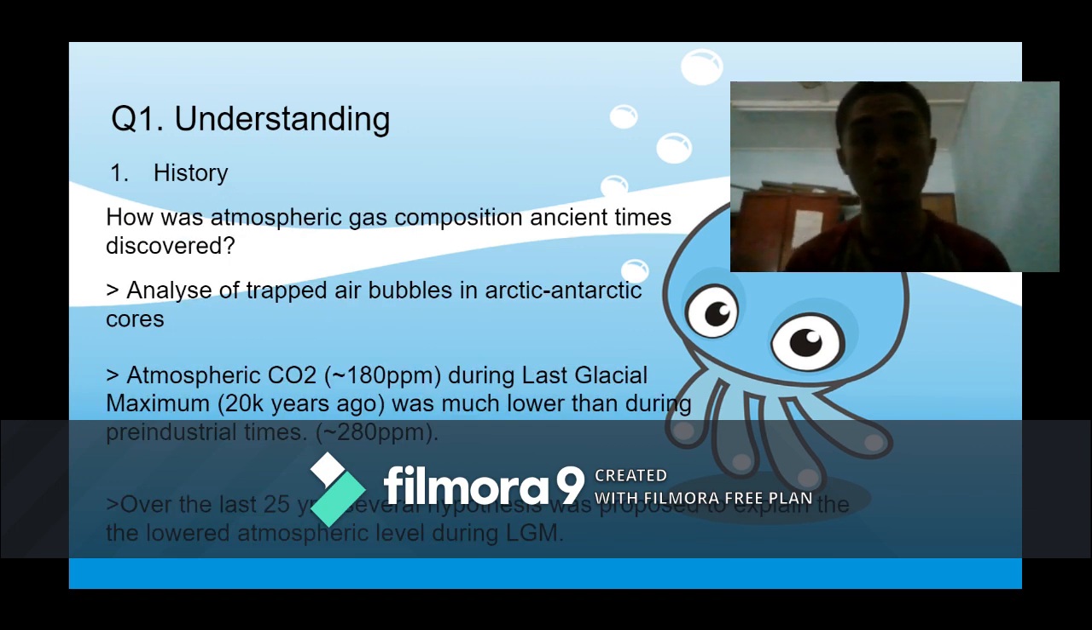It was discovered since ancient times through analysis of trapped air bubbles in Antarctic cores that the atmospheric carbon dioxide during the last glacial maximum, which was 20,000 years ago, is much lower than in pre-industrial times. Over the last 25 years, several hypotheses were proposed to explain the lowered atmospheric level during the last glacial maximum.